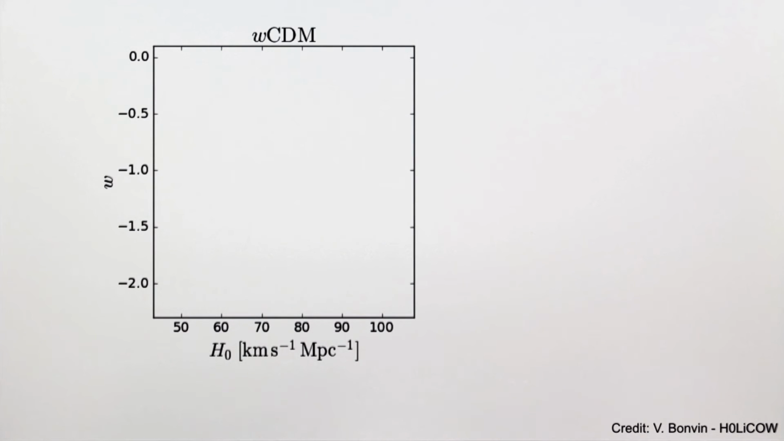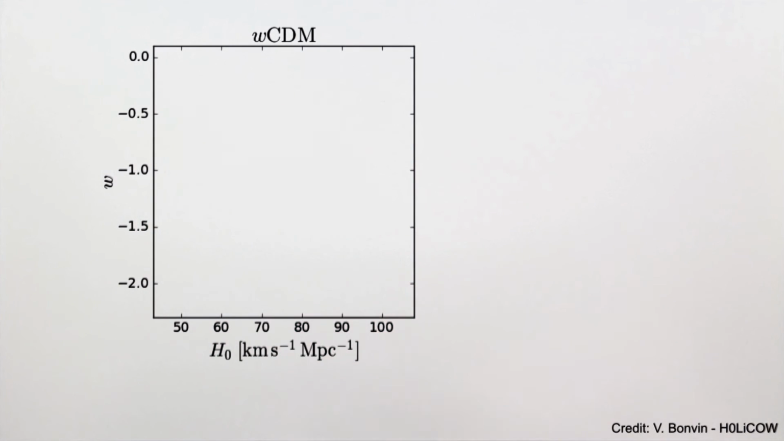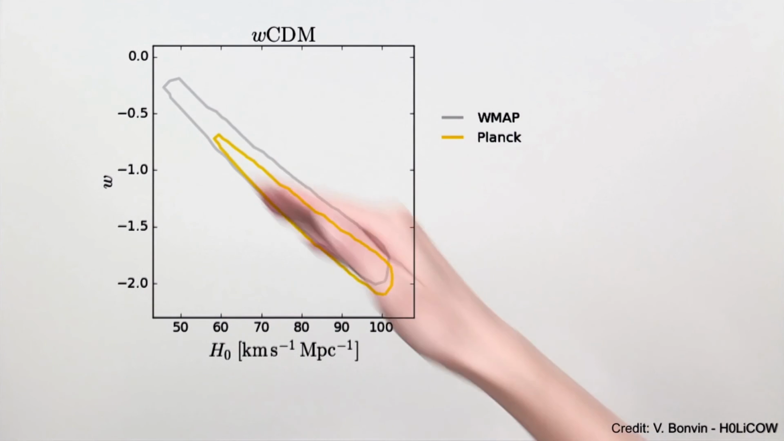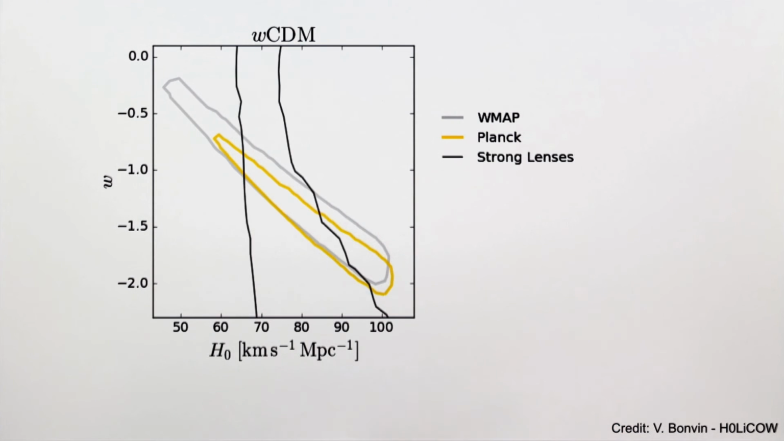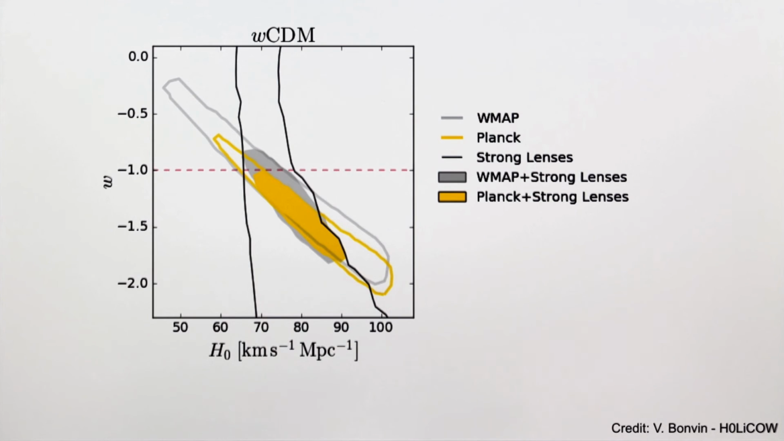One possible way to reduce this tension is to relax our assumptions on the cosmological model. Let's assume for an instant that the dark energy is something else than a cosmological constant, and that, technically speaking, it is described by an equation of state W different from -1. Now, if we plot the 95% credible region in the W versus H0 parameter plane, the constraints from Planck and WMAP will look like this. The constraints from the time delay strong lenses, on the other hand, looks like that. Combining the two, we end up with these credible regions, which deviates by more than 2 sigma from the cosmological constant assumption.